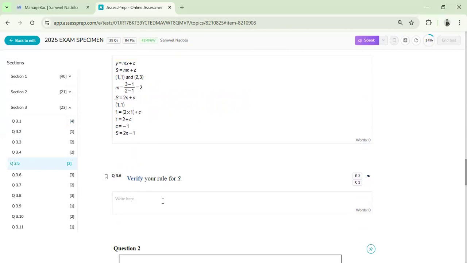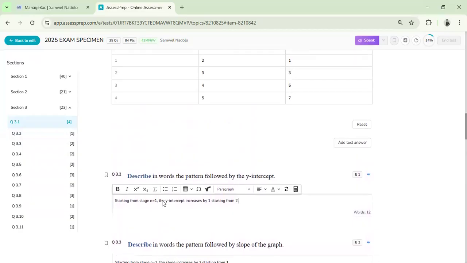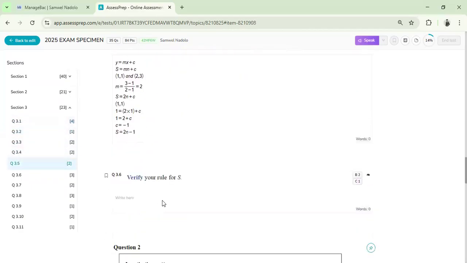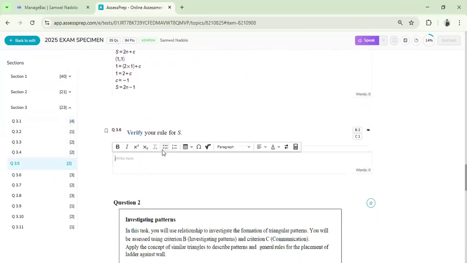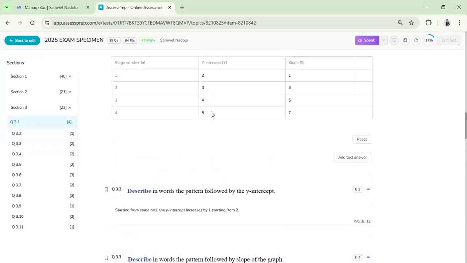Verify your rule for s, so 3.6. So how do you verify? You only verify by first writing your rule, which is s is equal to 2n minus 1, and then use a value in the table that you yourself obtain.